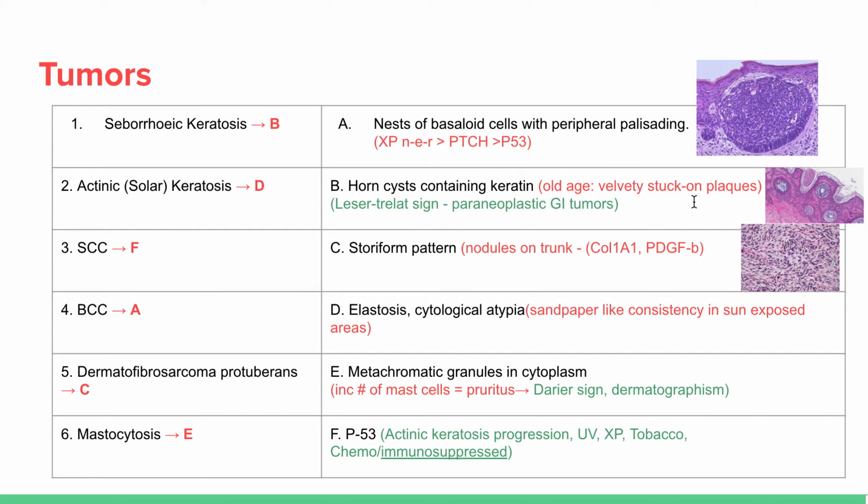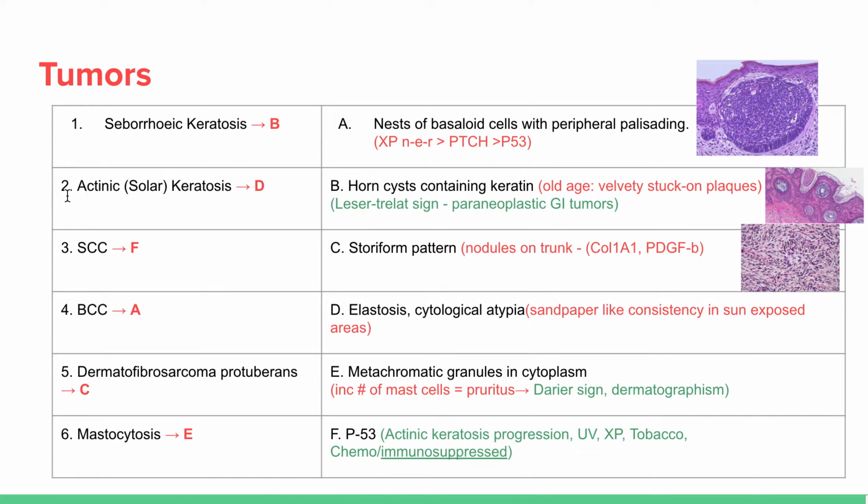They can, however, happen to younger people, and that's when you want to think of a possible GI tumor, because they show up as a paraneoplastic sign involved with GI tumors. So if some young person comes to you with a lot of horn cysts or these seborrheic keratoses, you want to think about GI tumors, and this is called the Leser-Trélat sign.